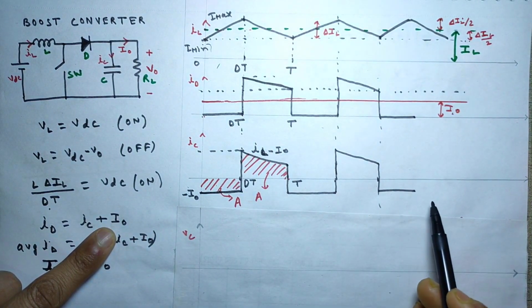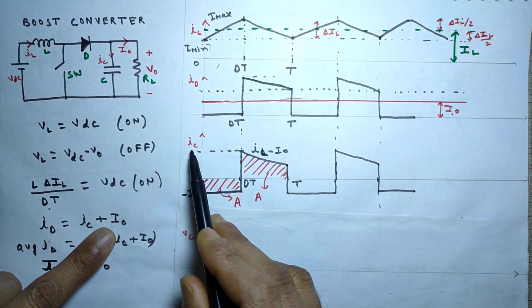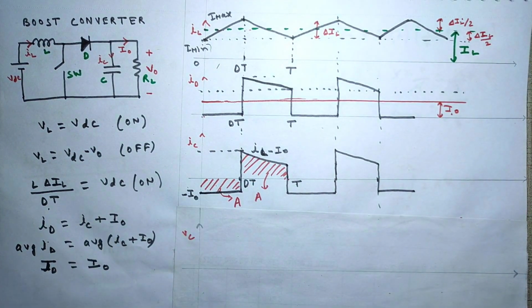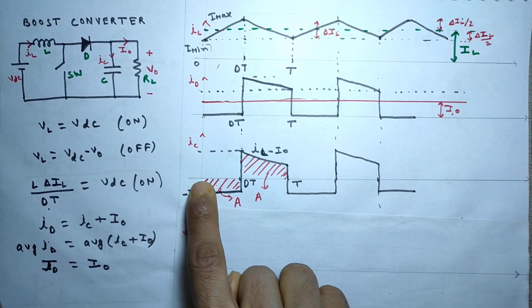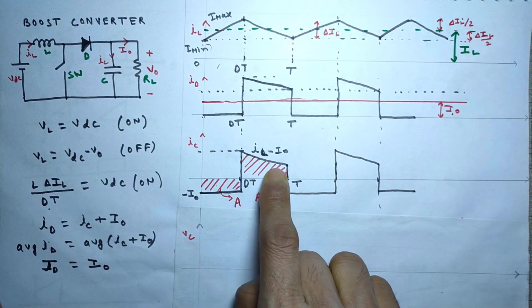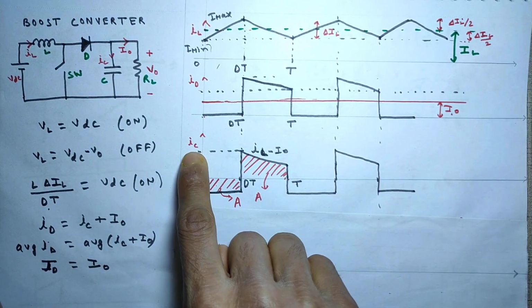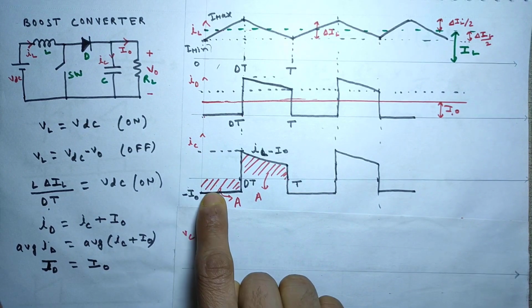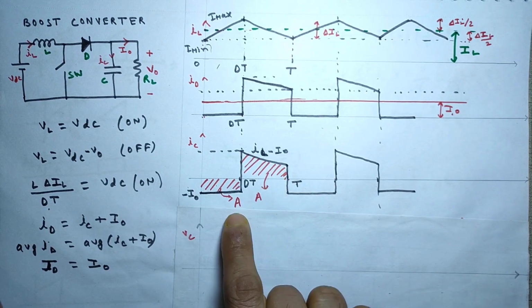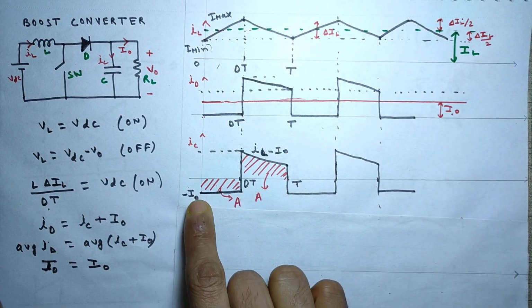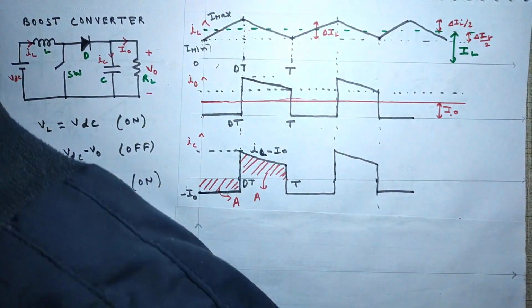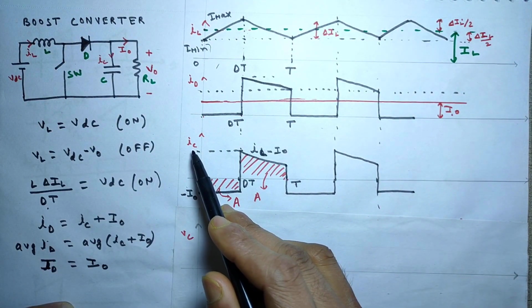Okay, so like that we will get. Okay friends, so IC will come like this, and we know that the area of this portion from 0 to on period and the area of this off period should be equal for average IC to be 0. So this area and this area are equal. Okay friends, and we know that C dVc/dt is equal to IC.